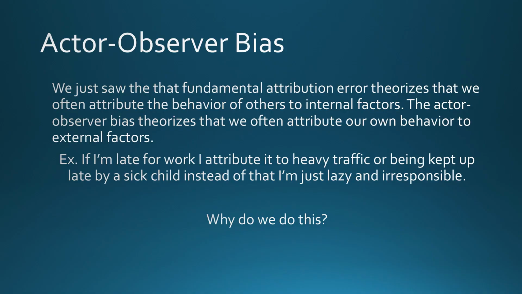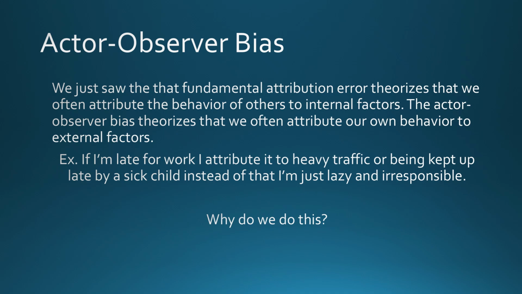The actor-observer bias. We just saw that the fundamental attribution error theorizes that we often attribute the behavior of others to internal factors. The actor-observer bias, however, theorizes that we often attribute our own behavior to external factors. So, for example, if I'm late for work, I attribute that to heavy traffic or being kept up late by a sick child instead of that I'm just lazy and irresponsible. So it's interesting that we attribute others' behavior to internal factors. That's just who they are. That's their personality. However, when we look at our own behavior, we tend to attribute it to a situation. I was late because of traffic, not because I'm a lazy, unmotivated person.